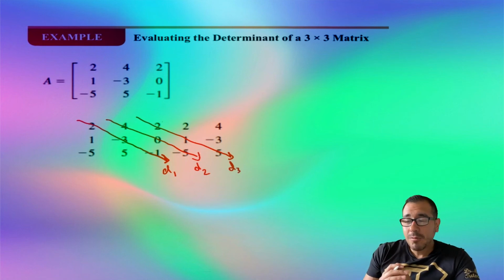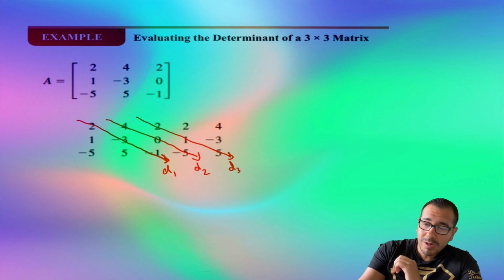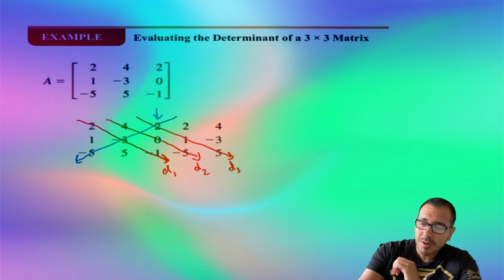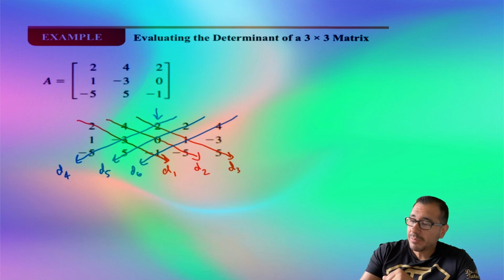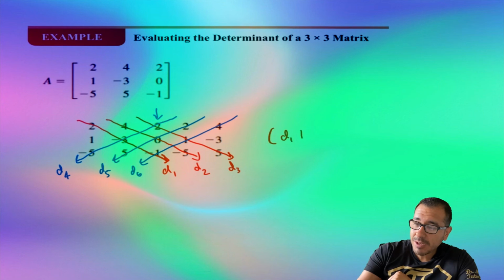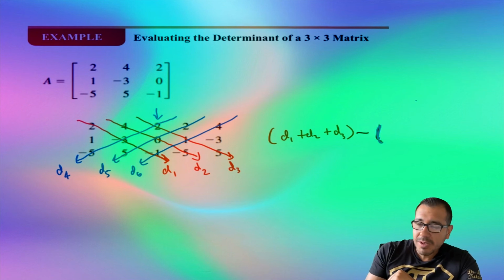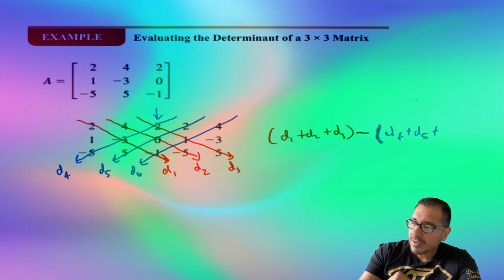And then we're gonna do the same thing, but now we're gonna multiply, starting with this position right here, these three numbers, we'll call that D4. We're gonna multiply these three numbers, D5, and we're gonna multiply these three numbers, we'll call it D6. And then we're gonna subtract those two groups. So let me actually write down what this looks like. We're adding up D1 plus D2 plus D3, whatever we got there, minus the sum of D4, D5, and D6. So D4 plus D5 plus D6.